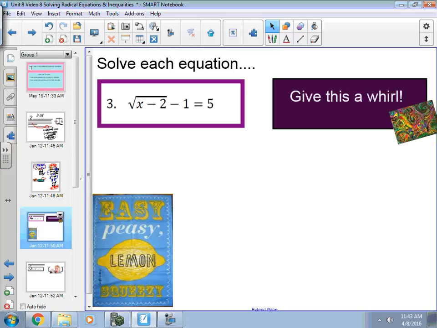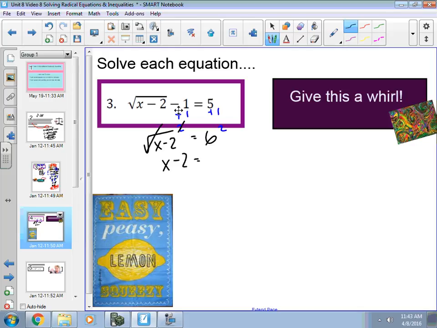All right, number 3. Let's try another one here. We want to get this by itself. So first thing, add 1 to both sides. So now it's equal to 6. Now we got to undo the square root. So square both sides. Squaring and square root cancel out. So I got x minus 2 equals 6 squared. 6 times 6 is 36. Add 2. Answer's 38. Okay.